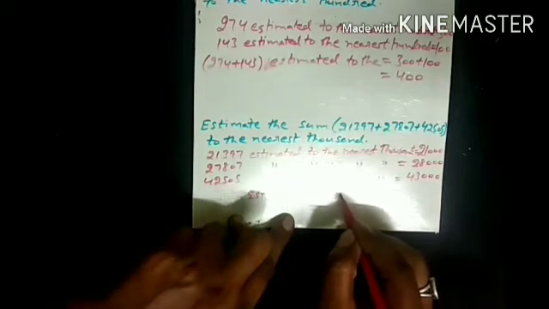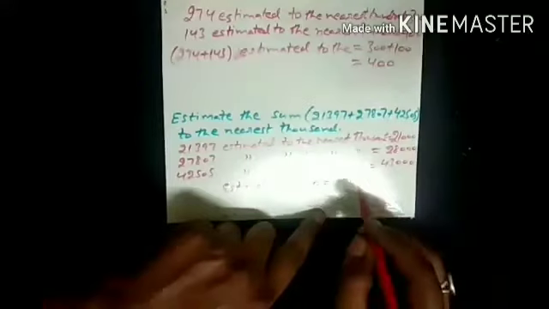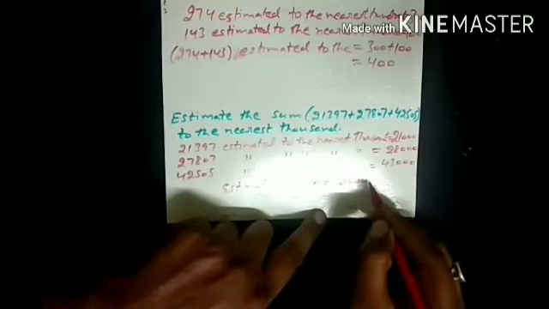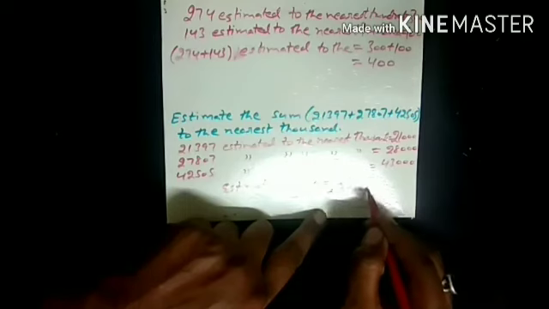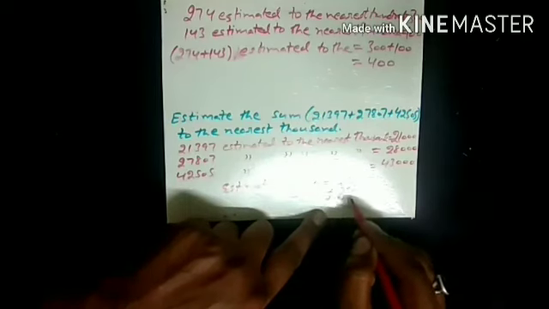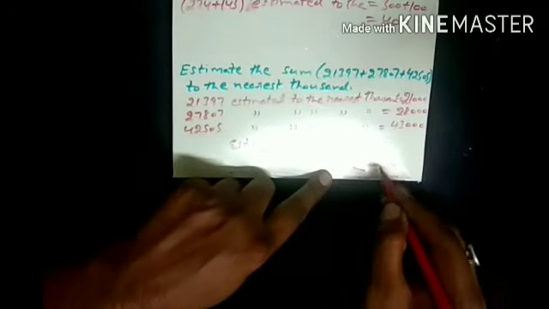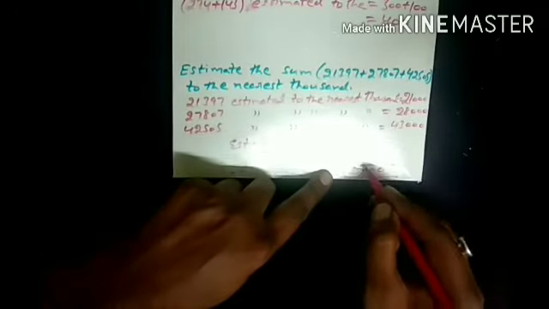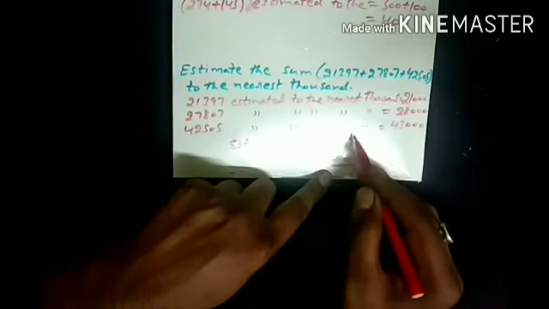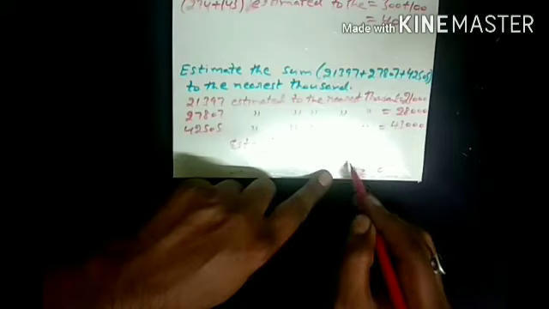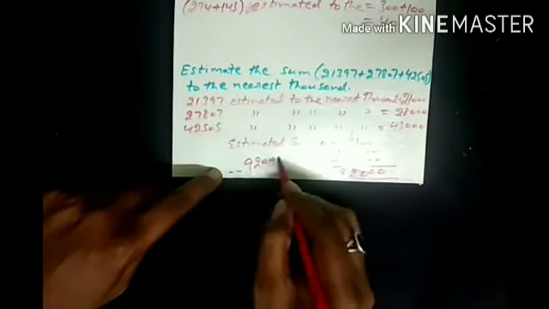Therefore the estimated sum is 21,000 plus 28,000 plus 43,000. Now we will add and find the answer. 0, 0, 0, and 1 and 8, 9, 9 and 3, 12, carry 1, 4 plus 4, 8 and 9. So my answer is 92,000.